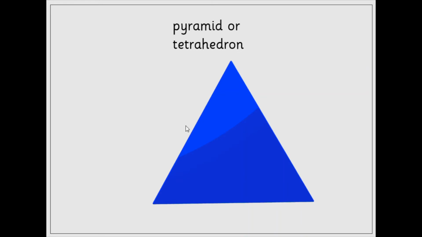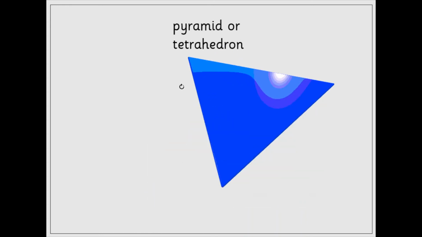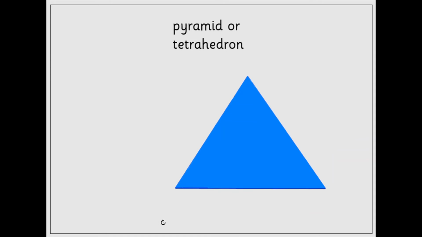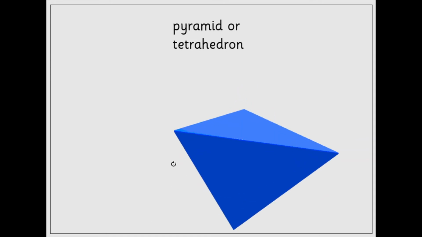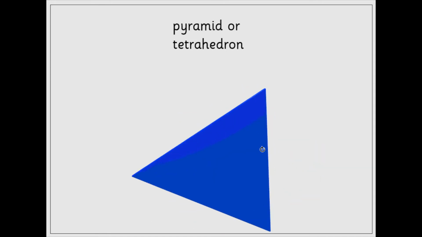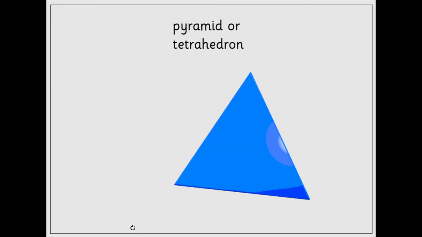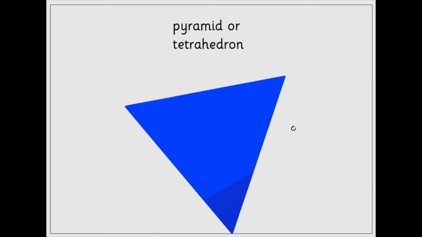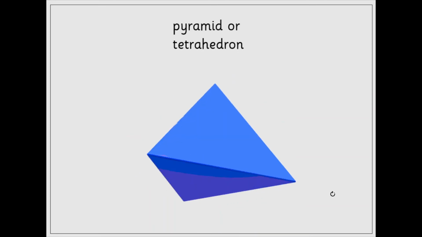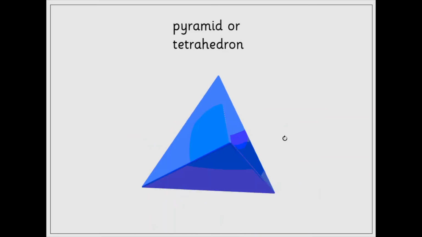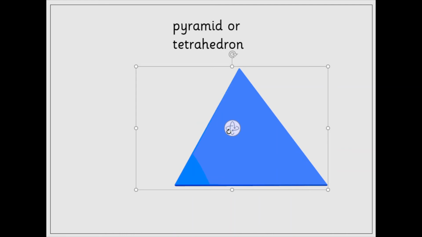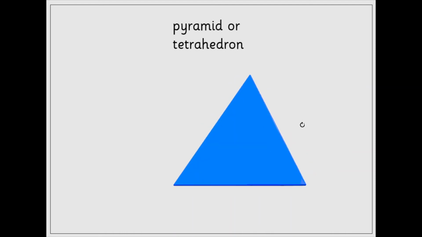Okay, so this is the first 3D shape we're going to look at, and if you look at it at first, it just looks like a triangle, but if we move it around, you can see that there are different faces. So, altogether this pyramid or tetrahedron has got a total of 1, 2, 3, 4 faces.